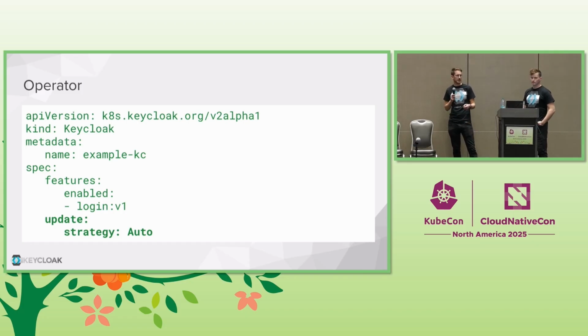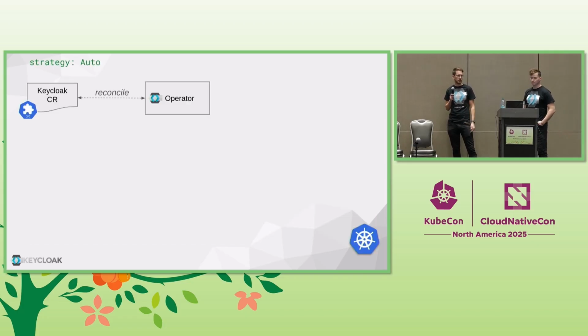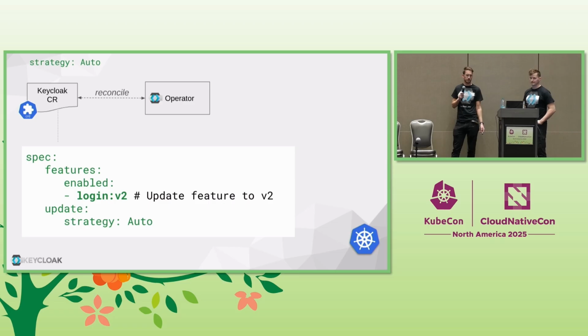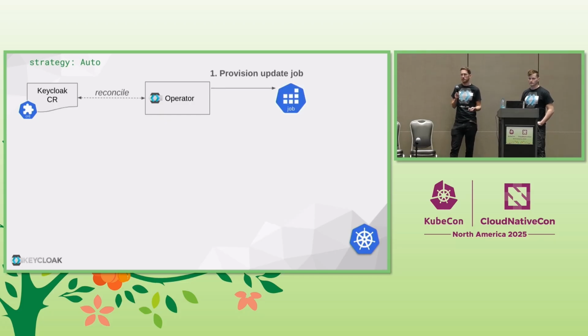So I'll now walk through an example of how this works. We apply the CR that was on the previous slide. The Keycloak operator reconciles this and provisions your Keycloak cluster. However, we then decide that we want to change the configuration. We go from using the login v1 feature to the login v2 feature. The operator detects this change, and it then provisions a Kubernetes job.